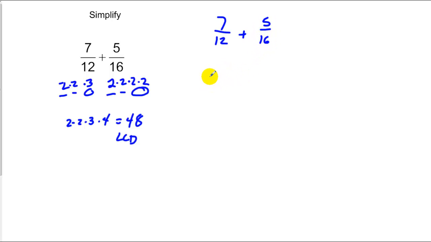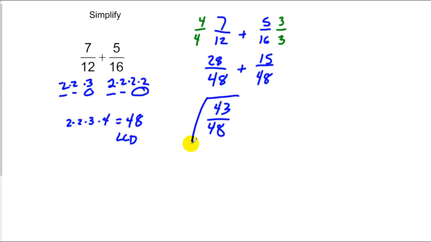What I like to do is rewrite so that I have my common denominator lining up below my original denominators. And then I say, okay, how did I get from 12 to 48 by multiplying? Well, I multiplied 4 to the denominator, so I must multiply 4 to the numerator. To get from 16 to 48, I multiplied by 3 to the denominator, so I have to multiply by 3 to the numerator. This gets me a total of 28 and 15. Now that I have common denominators, I add across, so that's 43 over 48. Again, pretty basic problem.